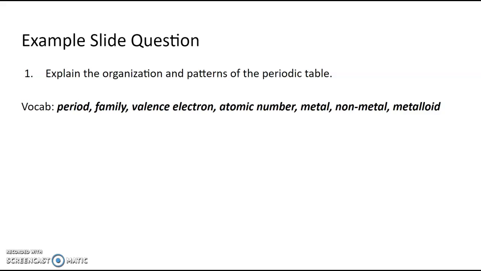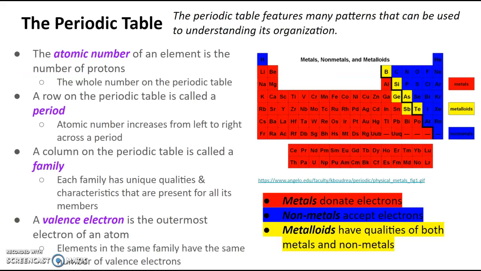So I just want to do a quick example for you. So if the question was explain the organization and patterns of the periodic table, which I know is pretty broad, I won't ask you something that nebulous, but that's what I'm trying to answer. And I have been given some vocabulary to use. Period, family, valence electron, atomic number, metal, nonmetal, and metalloid. So I'm going to make sure that I include all of those vocab words on my slide.